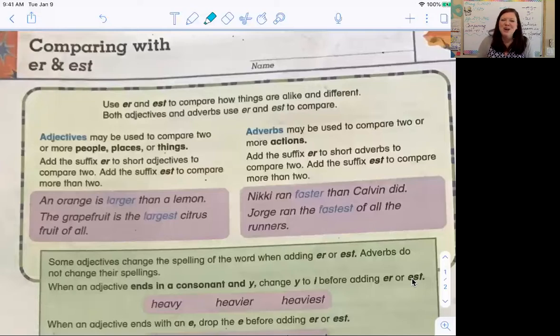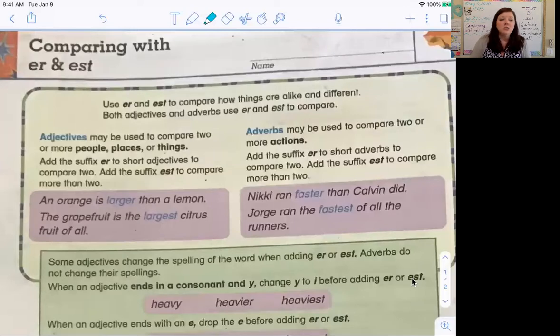I'm on page 245. Let's start by looking at the yellow box. It says use ER and EST to compare how things are alike and different. Both adjectives and adverbs use ER and EST to compare. Now, I was comparing bowls. Bowls are nouns, so I was saying one was bigger or larger or smaller than the other bowl.